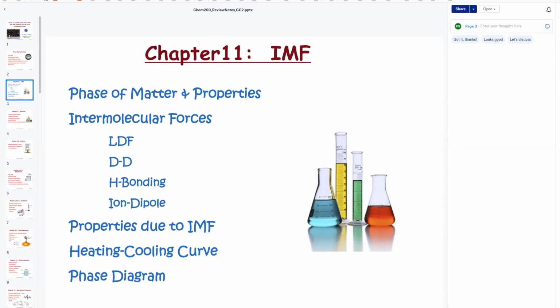Heating cooling curve. This is what happens to a chemical as you apply more energy to it or you take away the energy. It goes from a solid to a liquid to a gas. When it goes from a solid to a liquid, there's an equilibrium there where both solid and liquid coexist. Okay, the melting of ice. The melting of ice, you have water and ice in the same vessel.